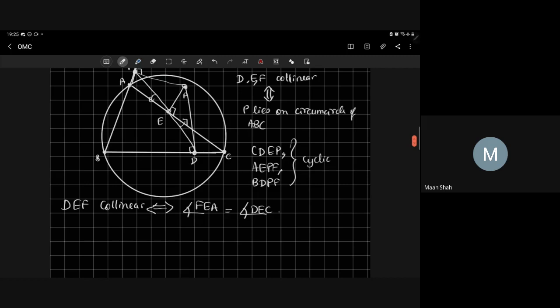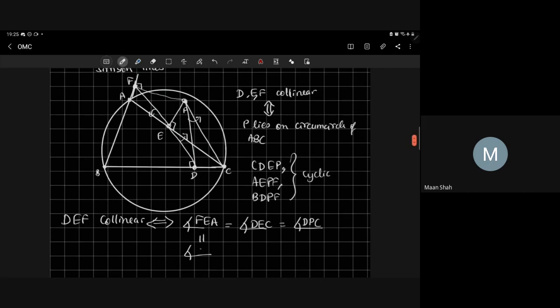Now angle DEC is equal to angle DPC, right? Because of cyclic. And then angle FEA is equal to angle FPA, right? And does that make sense? Again, because of cyclic.